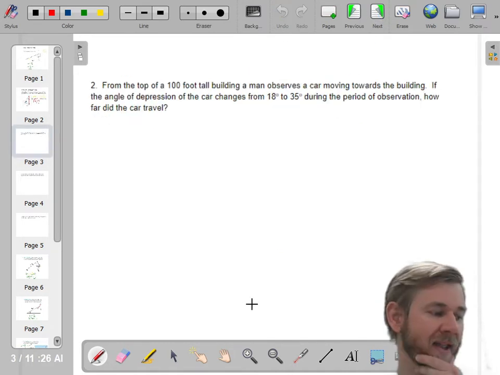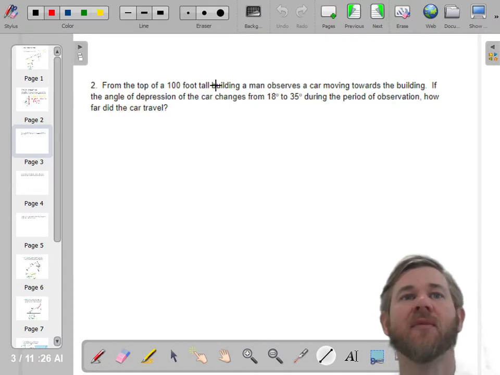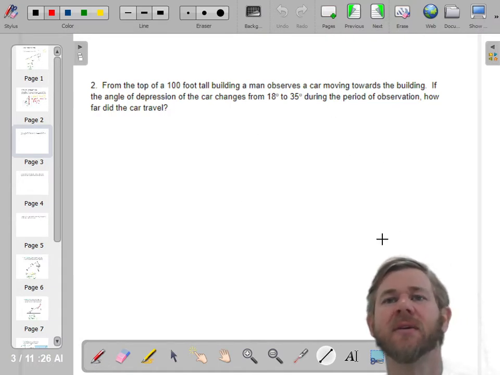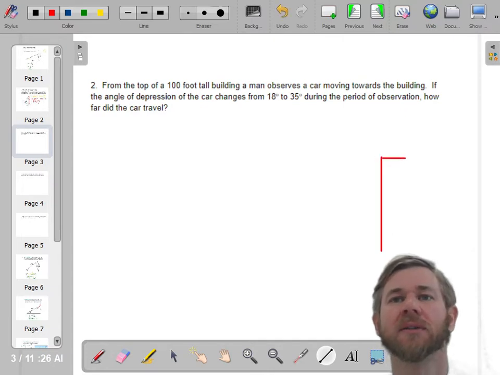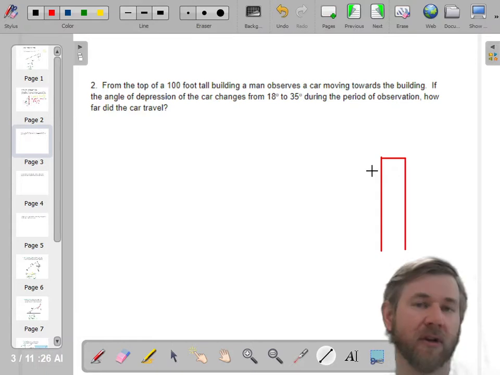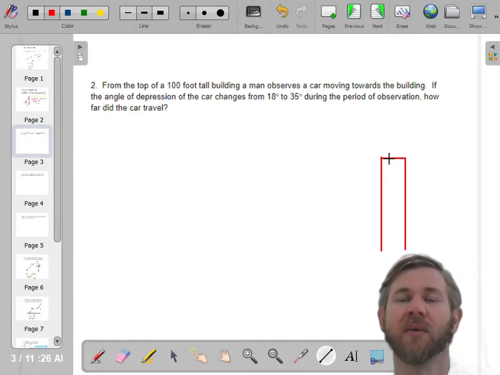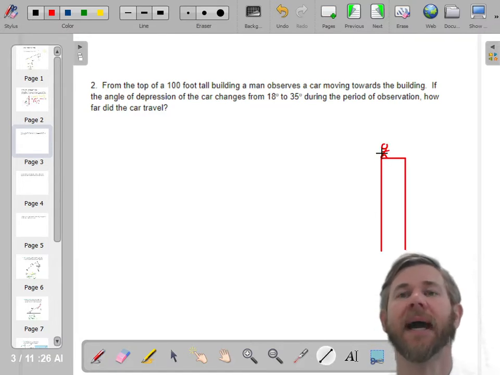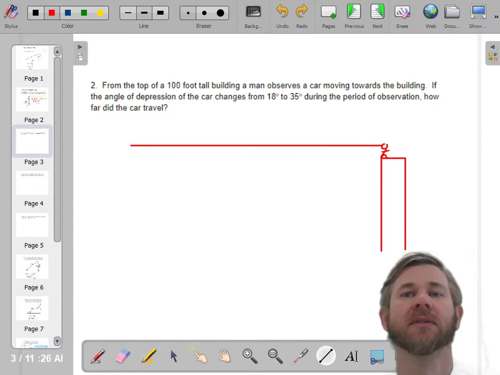All right, another one. Let's see. We got from the top of a 100-foot building, a man observes a car. This seems like the mountain problem. Yeah, okay. So we've got our tower. And this guy's looking down, so this one's a little bit different. Okay, so there's a guy up here. We'll just put some dude up here. Hey, what's up? He's looking out.